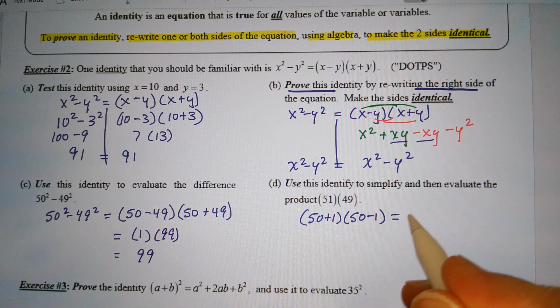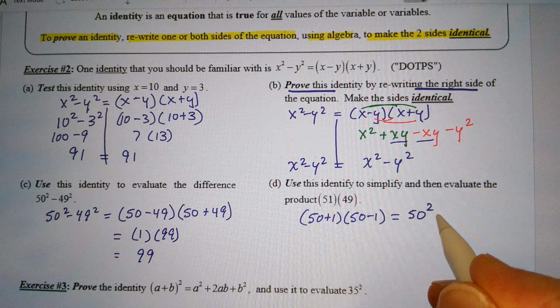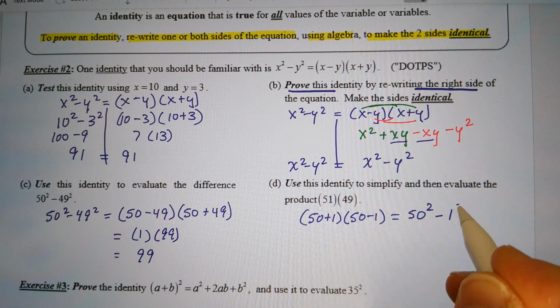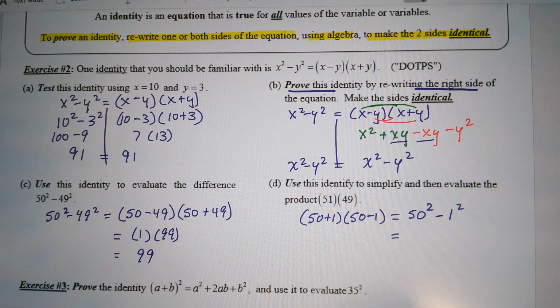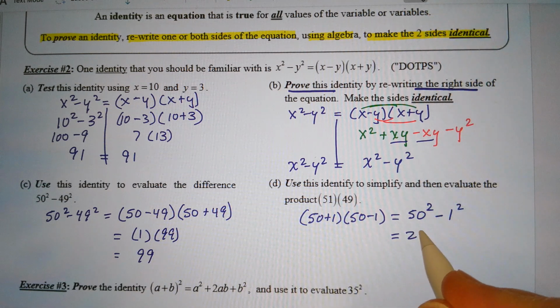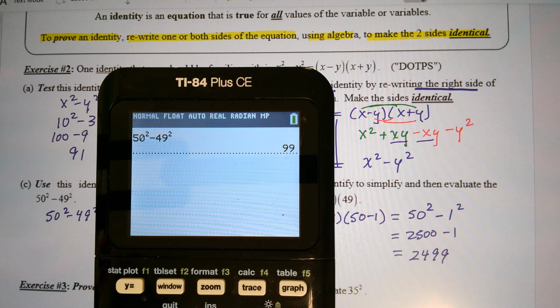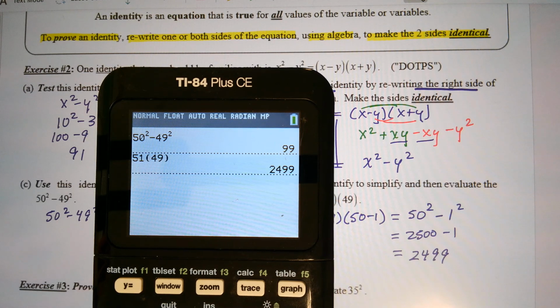And that means that that would equal 50 squared minus 1 squared. 50 squared is 2,500, and 1 squared is 1. This result would be 2,499. And if I check using the calculator, 51 times 49, 2,499.